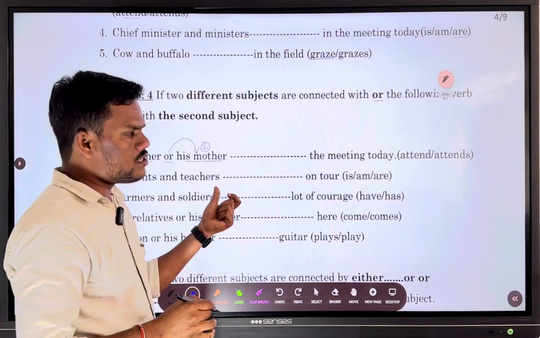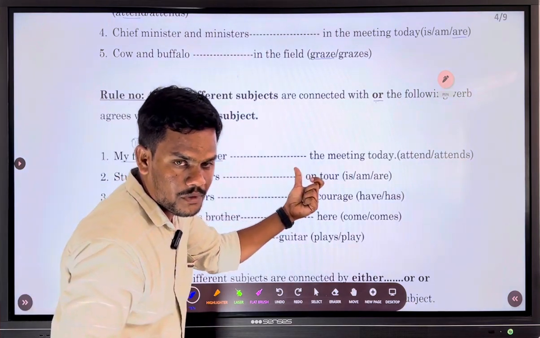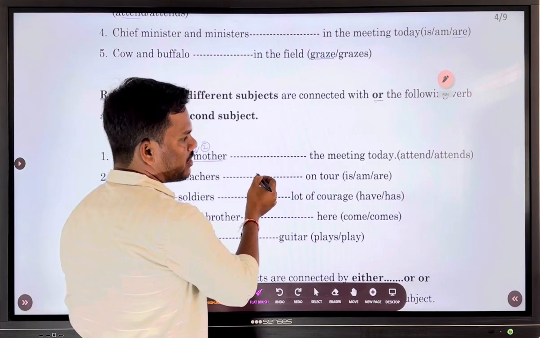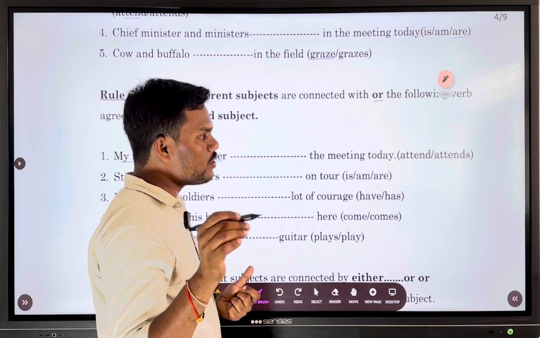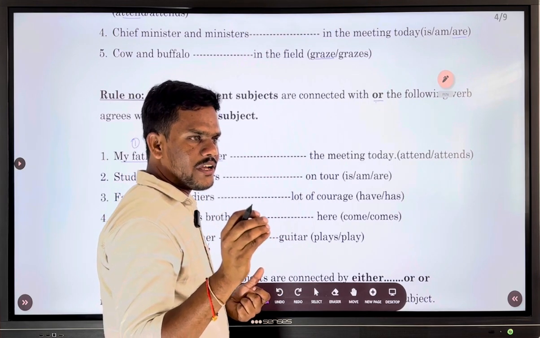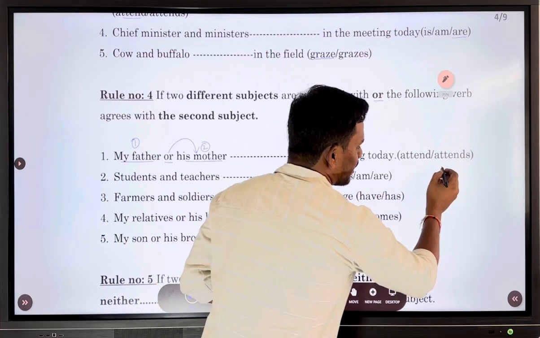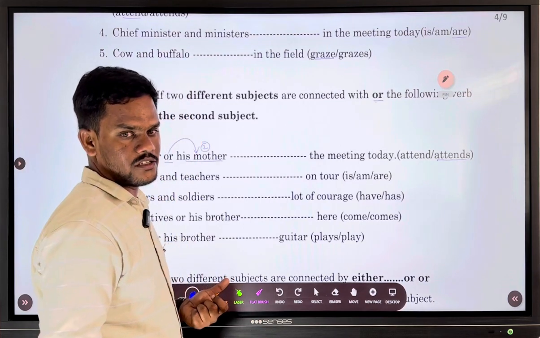If the first subject is singular, the verb also should be singular. If the second subject is plural, the following verb also should be plural. The second subject is his mother. His mother is singular, right? That is why we'll have to take the verb. What is the singular verb here? I already told you, a verb which is added by s or es is called a singular verb. As the subject is singular, we'll have to take the verb which is added by s or es. That is nothing but attends.